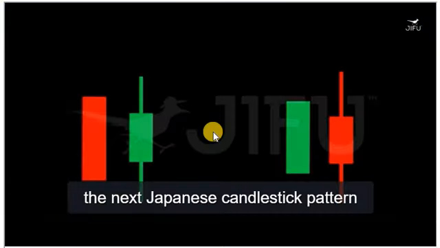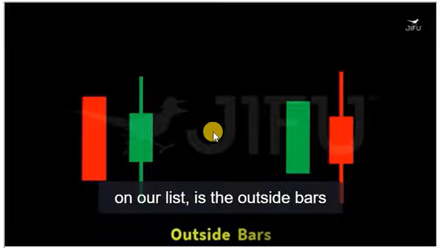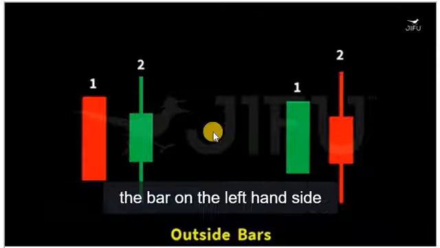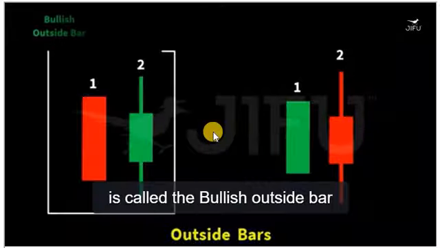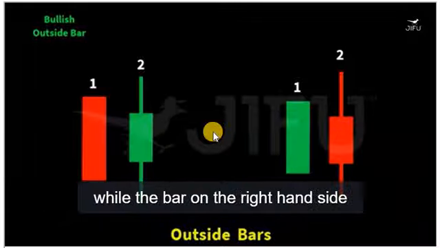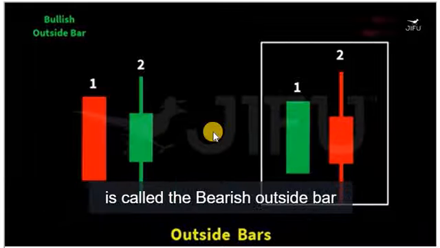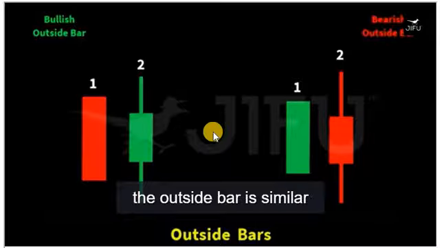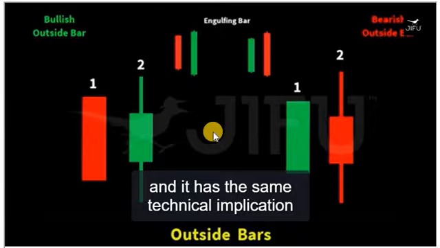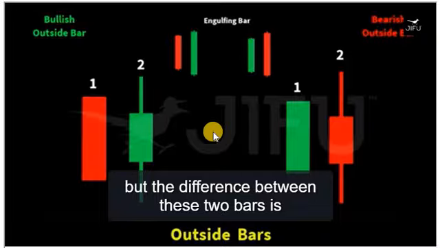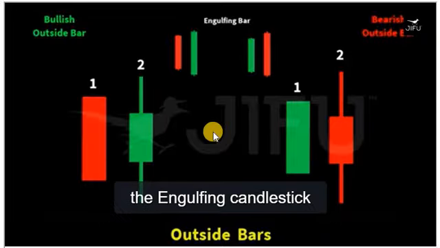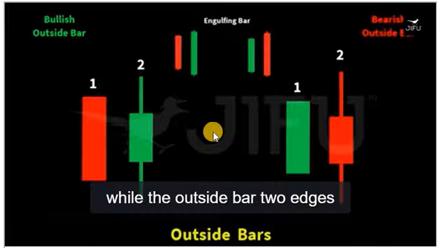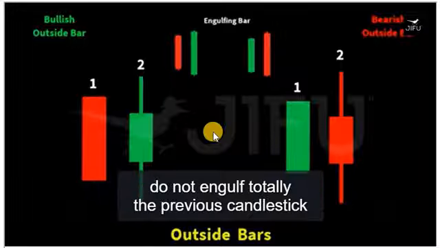The next Japanese candlestick pattern on our list is the outside bars. This candlestick pattern consists of 2 bars. The bar on the left-hand side is called the bullish outside bar, while the bar on the right-hand side is called the bearish outside bar. The outside bar is similar to the engulfing bars, and it has the same technical implication. But the difference between these 2 bars is the engulfing candlestick totally engulfs the previous candlestick, while the outside bar's 2 edges do not totally engulf the previous candlestick.